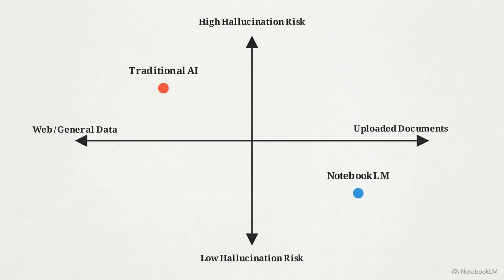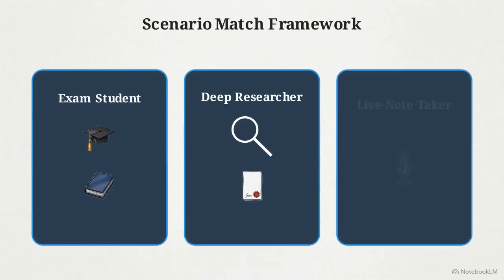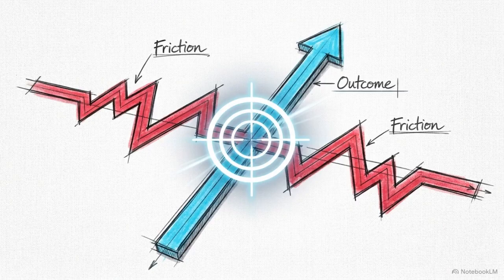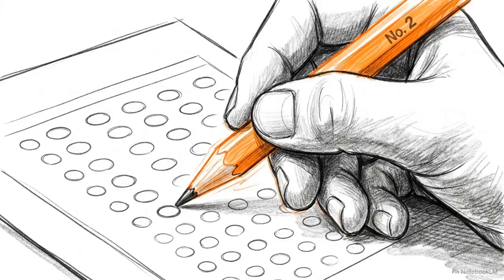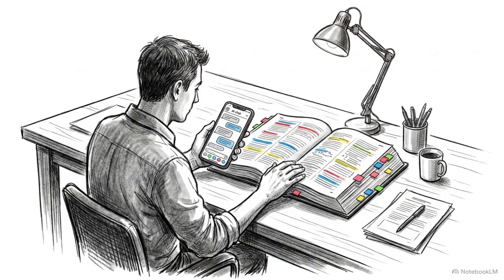We are going to evaluate these tools using a scenario match framework, dividing you into distinct profiles based entirely on your workflow inputs. We will map NotebookLM's specific friction points against the required outcomes for 3 distinct users: the exam student, the deep researcher, and the live note taker. Finding the right AI tool is strictly a task of matching your primary daily input to the software's structural limitations.